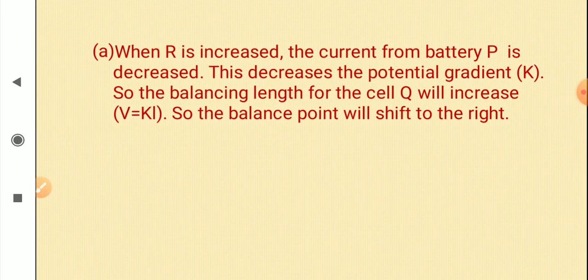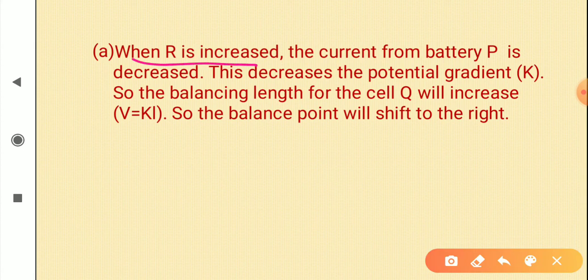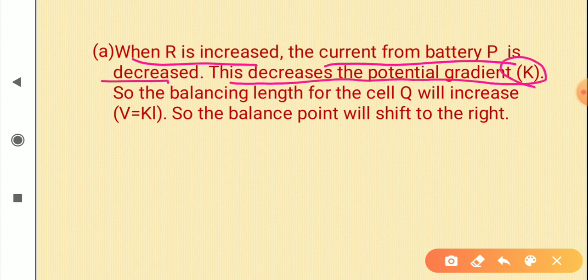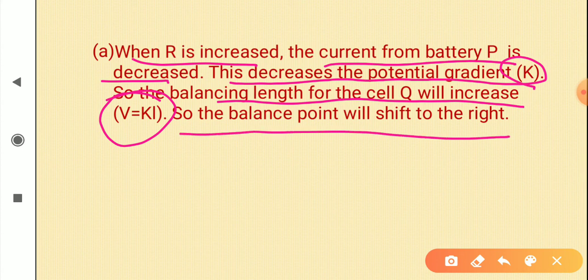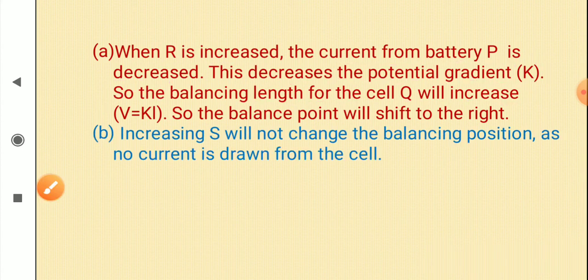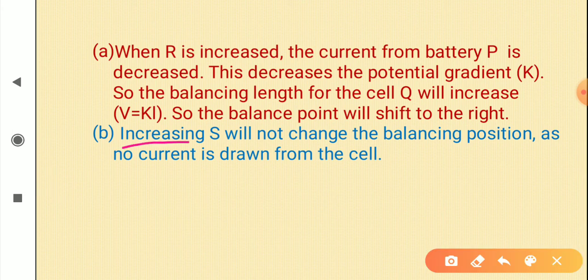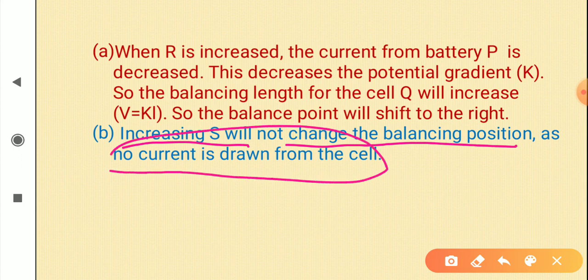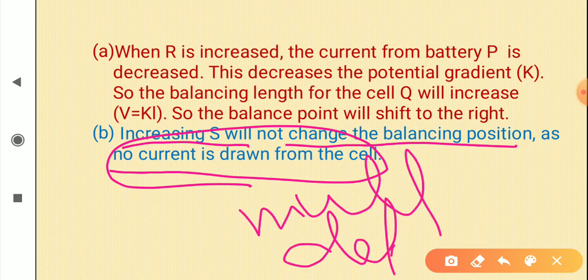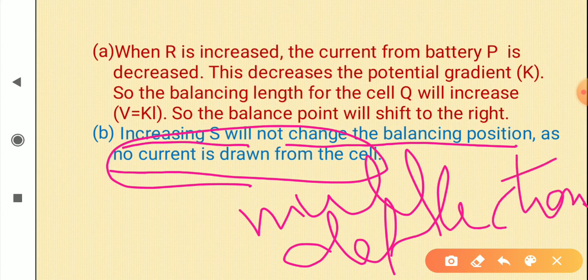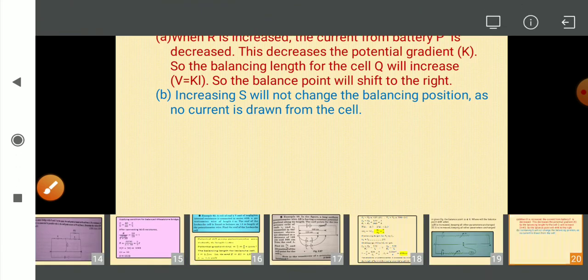So first part first, I have already explained. When R is increased, the current from battery P is decreased. This decreases the potential gradient K. So the balancing length Q, according to this relation V is equal to KL, will increase. So the balance point will shift to the right side. That is how you write in examination. Second part. Increasing S will not change the balancing position as no current is drawn from the cell in null deflection position. Null deflection. You must mention this point also. So these concepts are very, very important.